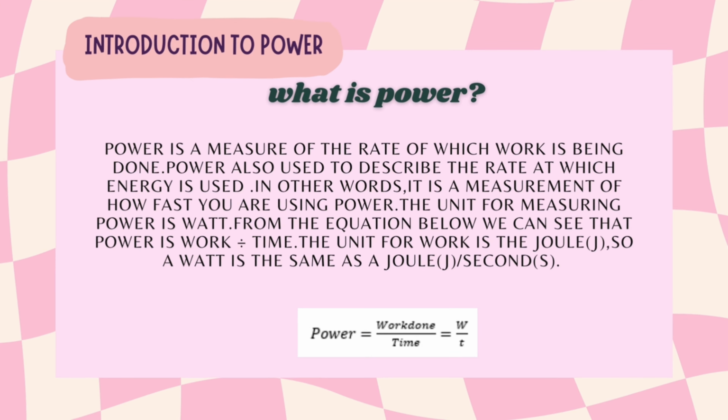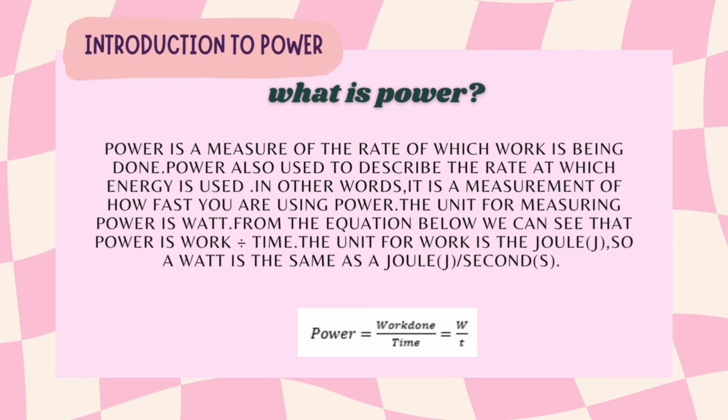In this video, I'm going to explain what power is and see how to calculate it. Power is a measure of the rate at which work is being done. Power is also used to describe the rate at which energy is used. In other words, it is a measurement of how fast you are using energy. The unit for measuring power is the watt.